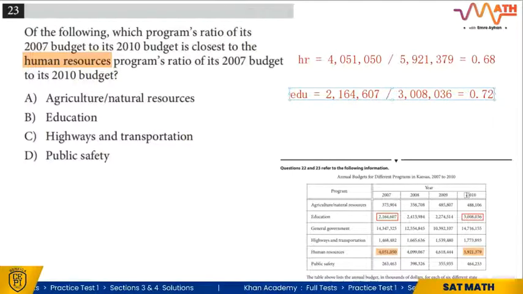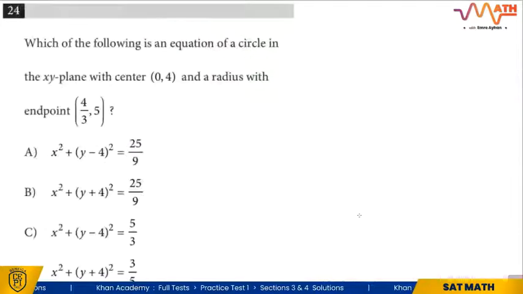Of course, you may think, what about others? When you check the others, you will see this is the closest answer here. So the answer will be B. But you can check for each one. You can find the ratio by calculator in 2007 and 2010 numbers. When you find the ratios, education will be the closest one in this table.